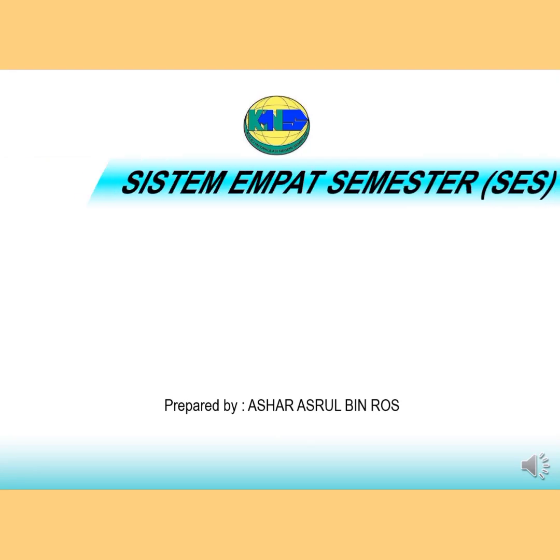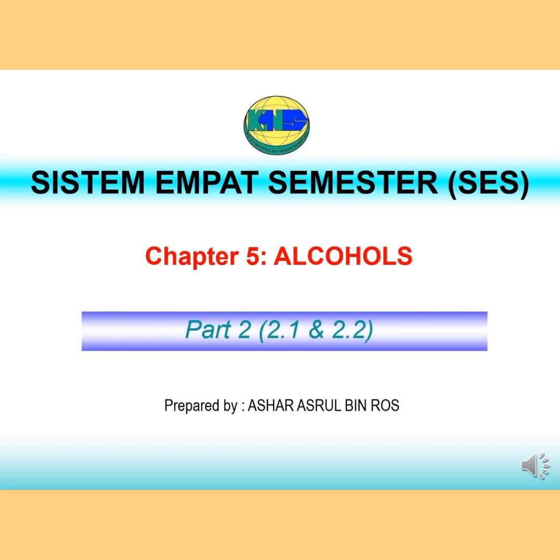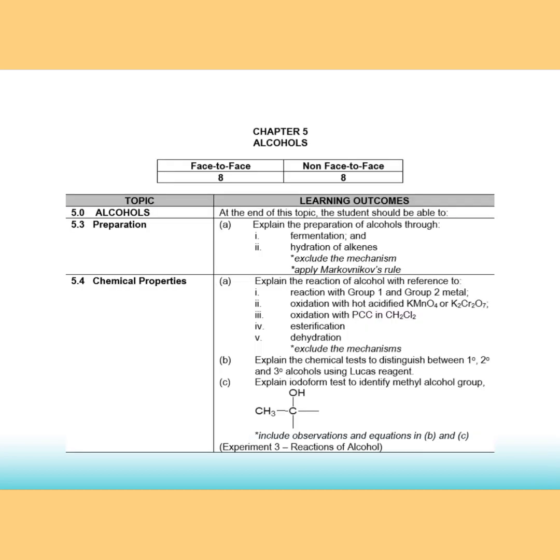This is the second video of Chapter 5 Alcohol. This part 2 consists of 2.1 and 2.2. Based on the learning outcome here, there are two more subtopics to be delivered: 5.3 Preparations of Alcohol and 5.4 Chemical Properties. You can read details of the learning outcomes from your tutorial booklet.